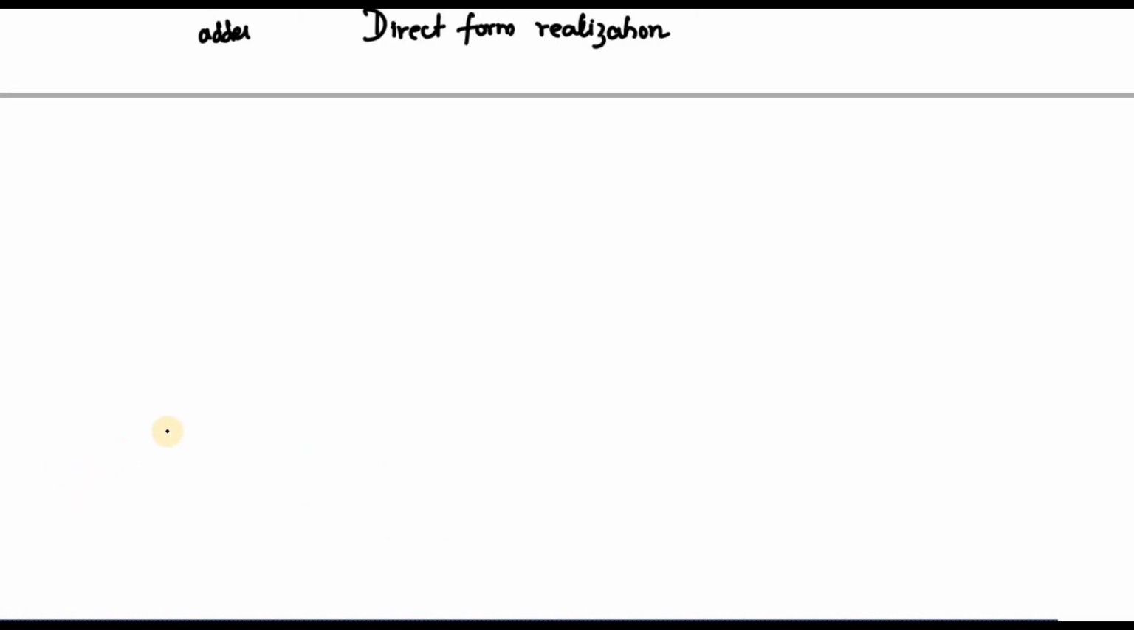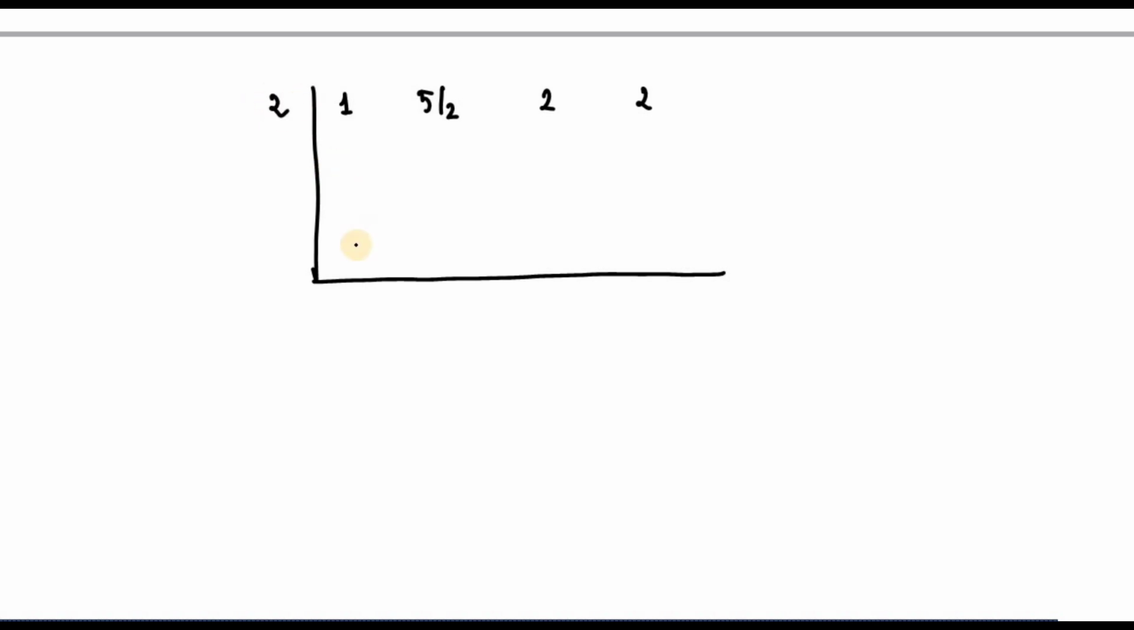In order to realize the cascade form, I have to take the equation. The polynomial coefficients are 1, 5/2, 2, 2. Then you have to make this value zero. If I bring the 1 here, 1 into 2 is 2. Now I subtract 2 from 5/2 and get 1/2. Then 1/2 into 2 is 1, and 2 minus 1 is 1. Then 1 into 2 is 2, and 2 minus 2 is 0. So I have to make this one 0.